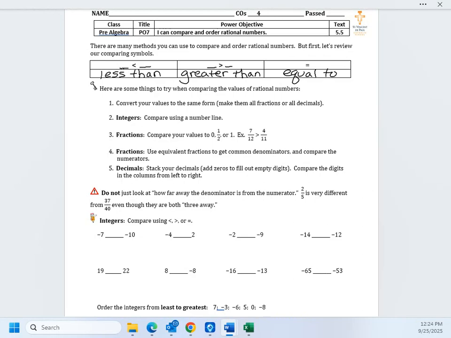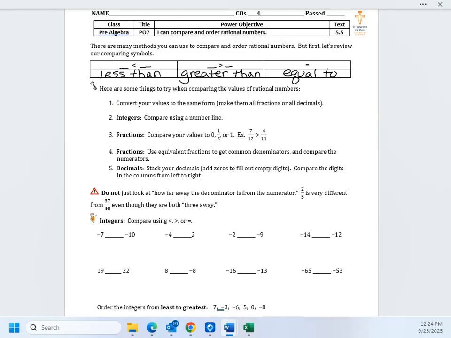Number two, integers. Compare using a number line. Remember, those integers have positives and negatives. Really think about where they fall on the number line. Fractions. Compare your values to 0, a half, or 1.